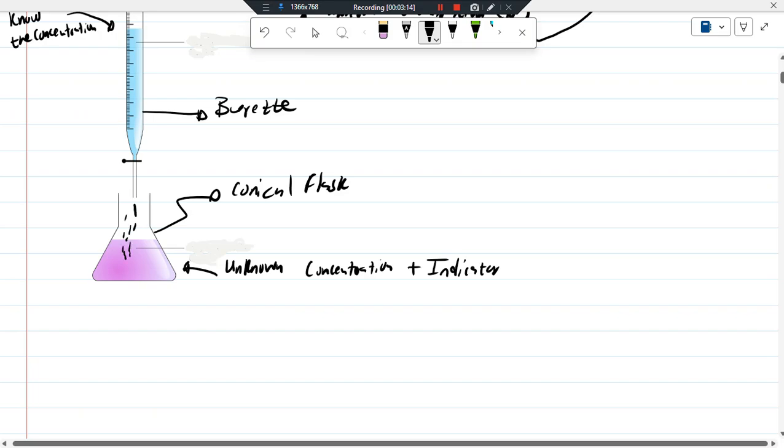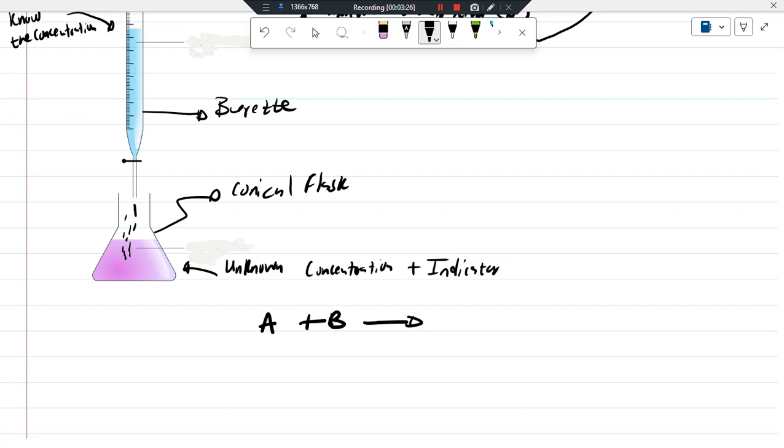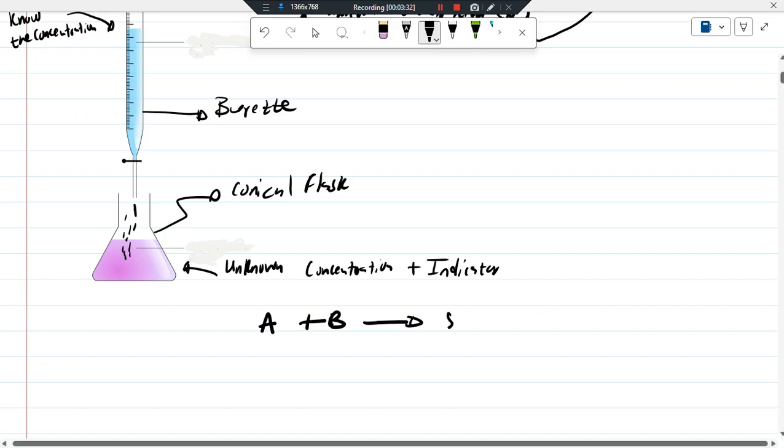substance, eventually the acid plus the base will form a neutralized solution, right? The acid will neutralize the base. The two products that are made are a salt plus water. So that's going to happen.